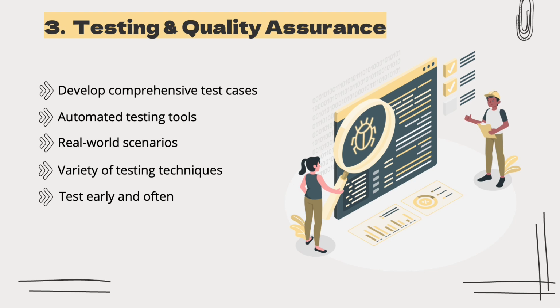Second, make use of automated testing tools. Use tools like Selenium to increase the efficiency and accuracy of testing. Third, use real-world scenarios. Use user input data in testing to ensure that the software system meets the requirements of the end user. Fourth, use a variety of testing techniques such as unit testing, integration testing, and acceptance testing to ensure that the software system is thoroughly tested. Lastly, test early and often to identify and address issues as early as possible.